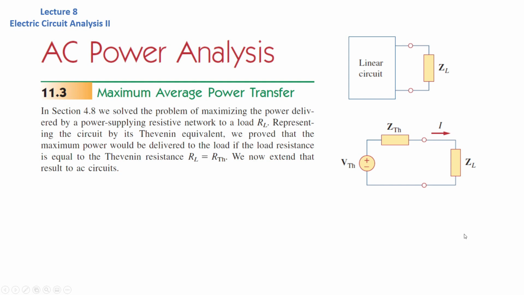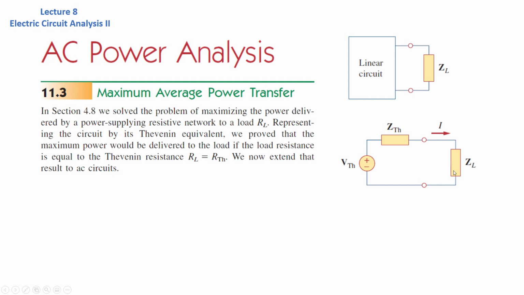And in chapter 10, we have already learned to find the Thevenin equivalent of AC circuits using phasors. So once we have this Thevenin equivalent, we will then move to find the average power delivered to this load.